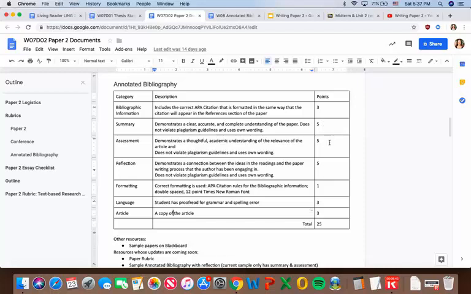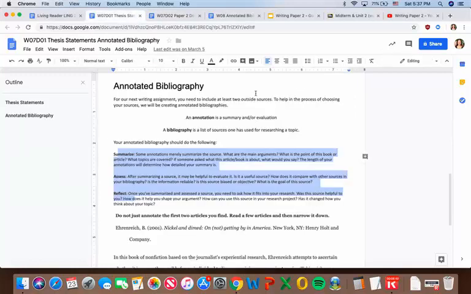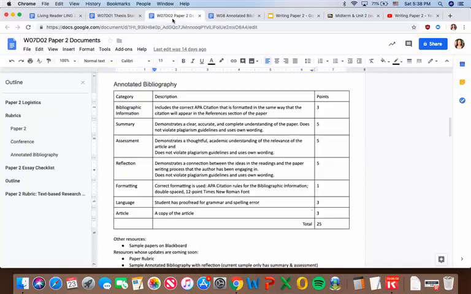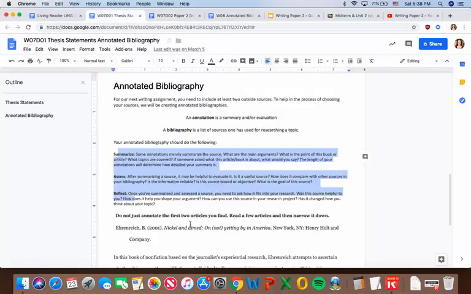You can say each of those parts is worth 5 points, and there's a little bit of information here about each one, but there's a little more information here, so you can kind of see what you need to do exactly to meet those different standards. So I just want to point that out to you, that between the annotated bibliography rubric and the paper 2 documents file, and these instructions in the thesis statement annotated bibliography file, that gives you a lot of the information that you need.